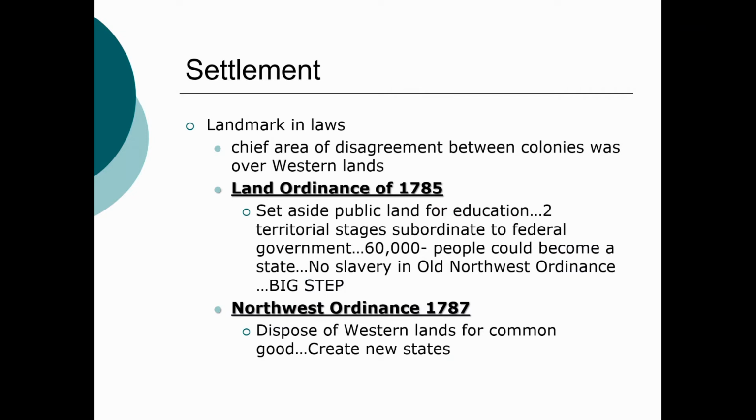The Northwest Ordinance is going to dispose of Western lands for common good. It'll create new states as well. Really, 2 good things that the Articles of Confederation does.